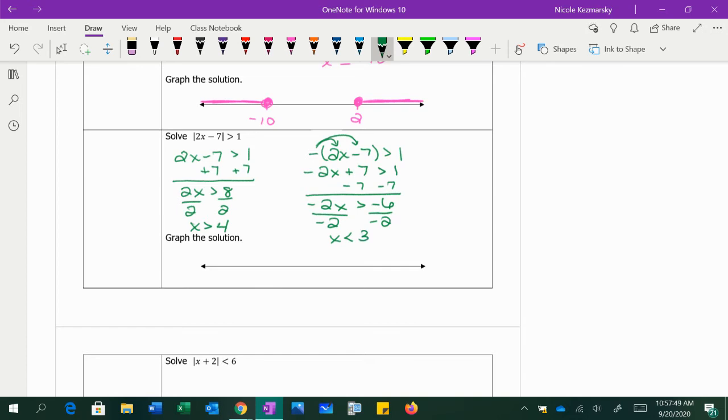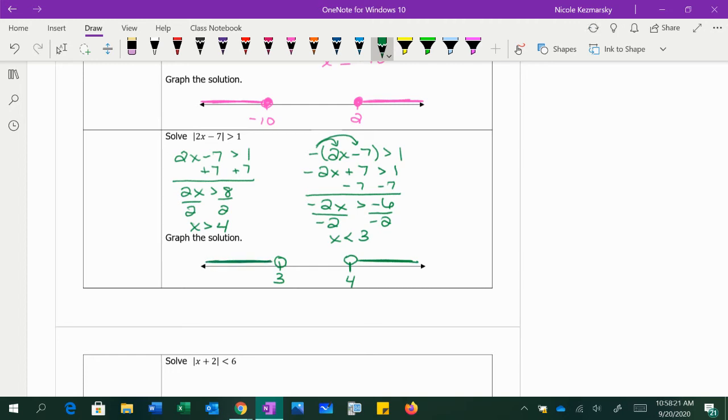All right, so we got both positive numbers this time, so we have to think a little bit. Which one is greater? So the 4 is greater than the 3, so 4 is going to go on the right, 3 is going to go on the left. We don't have an equal to, we just have greater than and less than, so we're going to have open circles. And for the 4, it says x is greater than 4, so that's shading to the right. And for the 3, it's x is less than 3, so we're shading to the left.